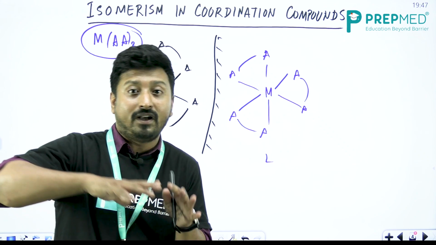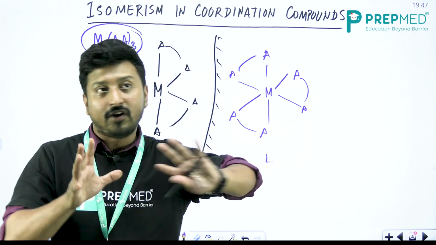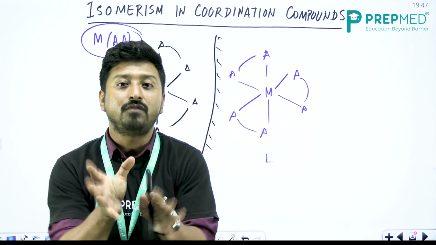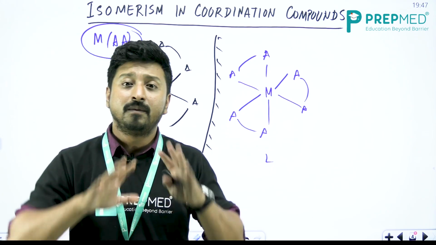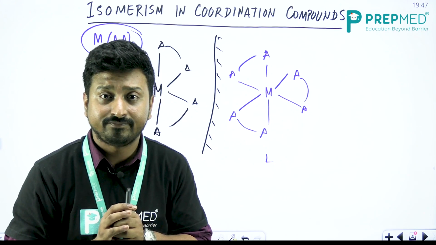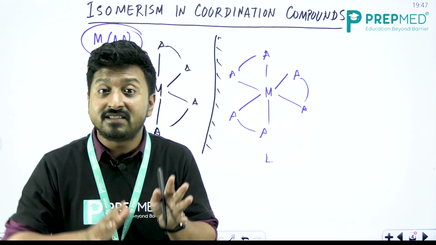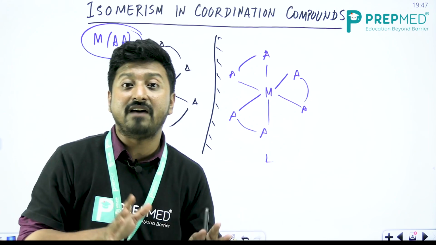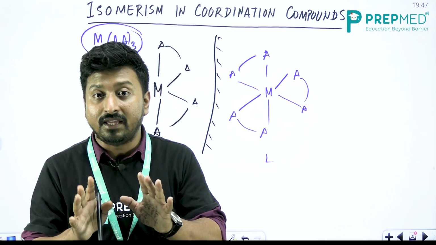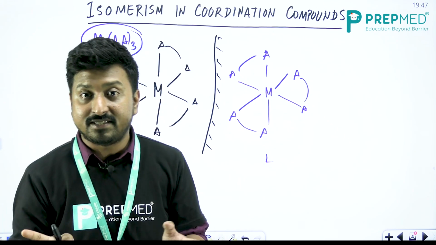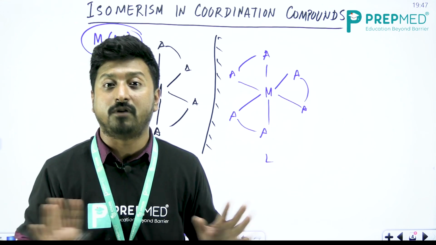So what is the ultimate take-home message from here? First, let's say your molecule is given to you. Now you identify which category it comes in, AA2 or AA3. Based on that, first draw the molecule. Then you try to identify whether it has geometrical isomers or optical isomers. Definitely, if geometrical isomers are there, one of them will be optically active, or neither of them will be optically active.